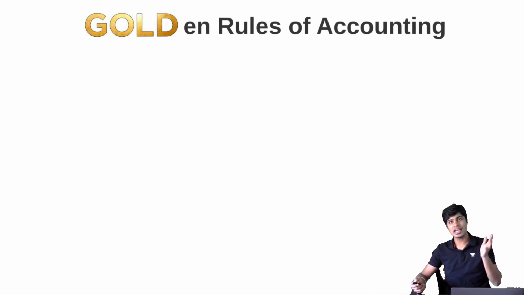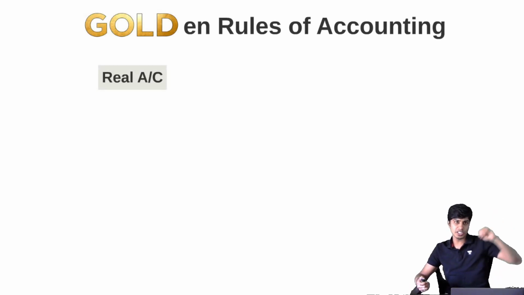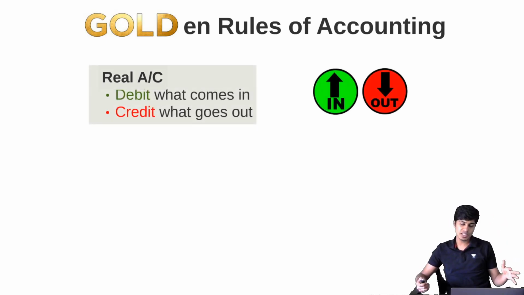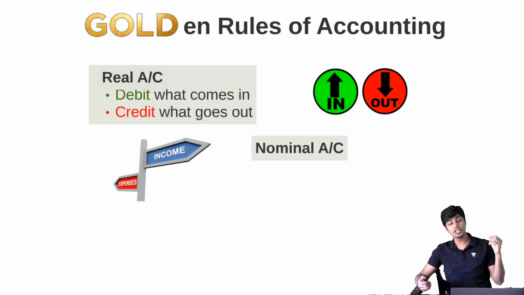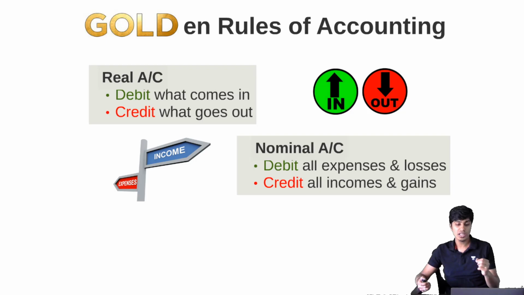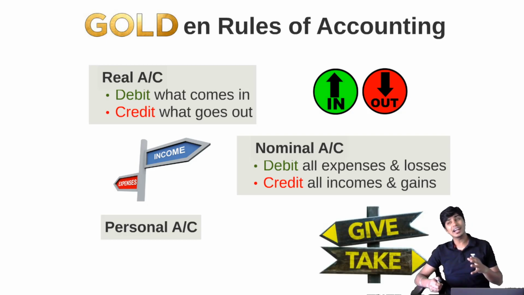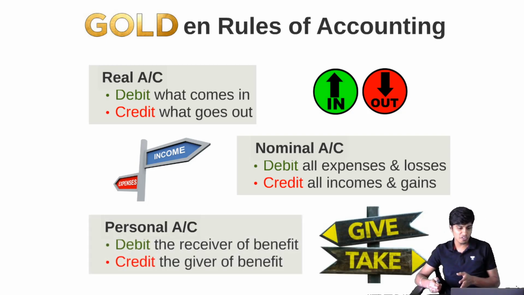In here, the classification is made based on the golden rules of accounting. There are 3 golden rules that's been given. Number 1 is for real account, which says that debit what comes in and credit what goes out. And then we have nominal account, which says we need to debit all the expenses and losses and we need to credit all incomes and gains. And lastly, we have personal account rule, which goes in to say that we should debit the receiver of benefit and credit the giver of benefit.